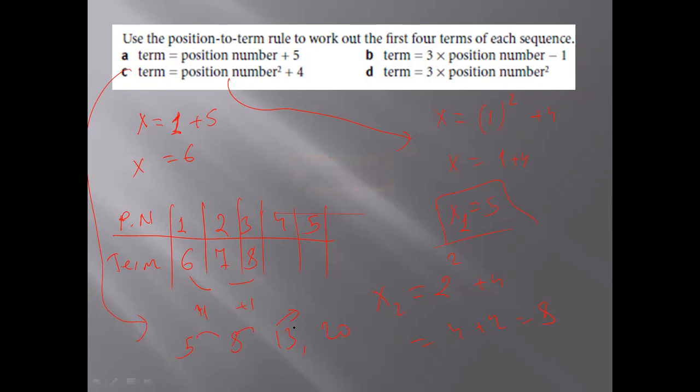And what about the differences? Plus 3, plus 5, plus 7, it's a non-linear sequence. And others for you.